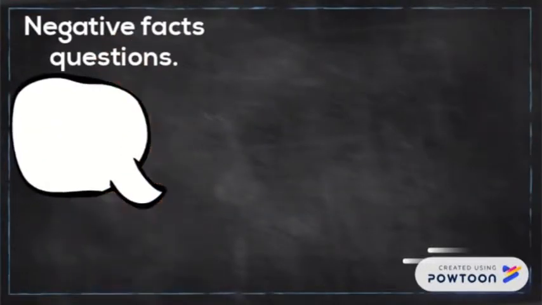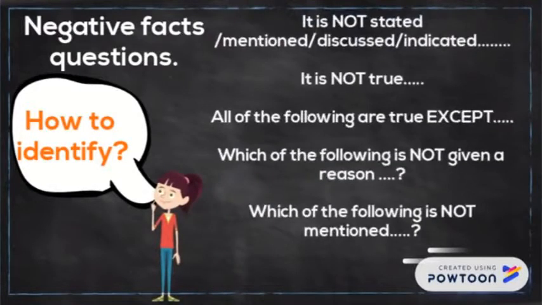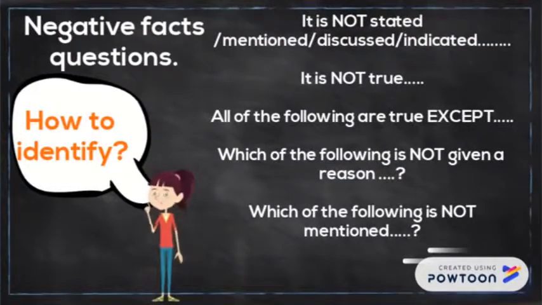How to identify negative fact questions? Some questions may ask, it is not stated, it is not mentioned, it is not indicated, or maybe it is not true. All of the following are true except, which of the following is not given as a reason?